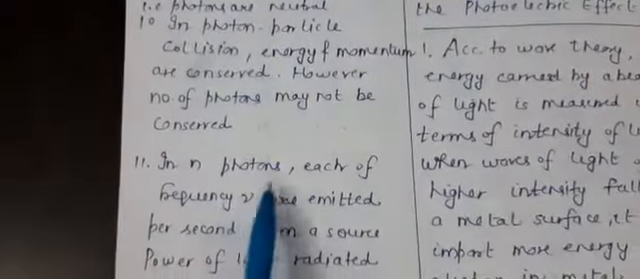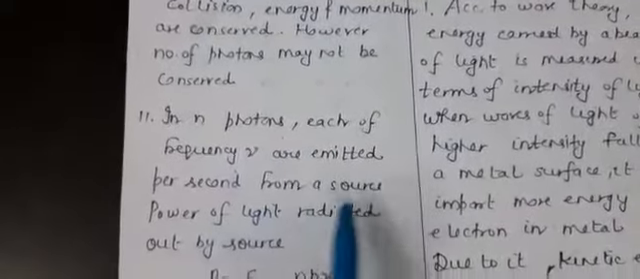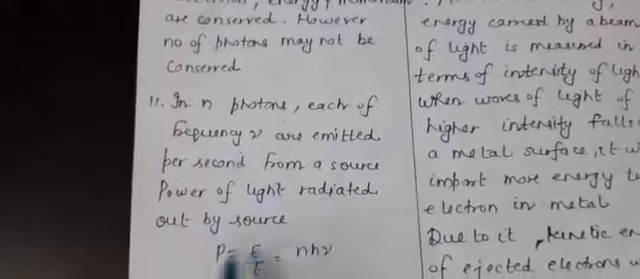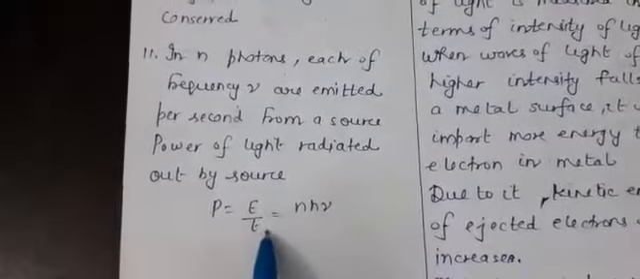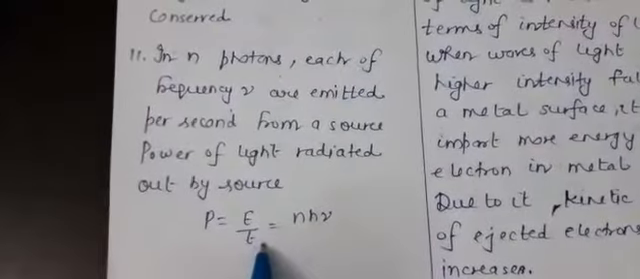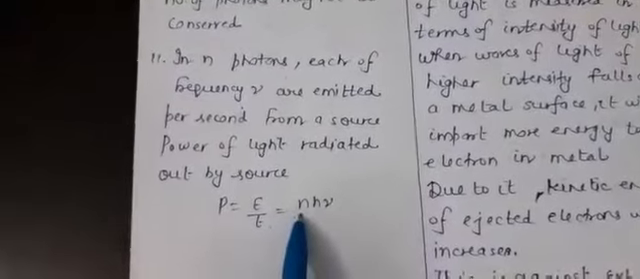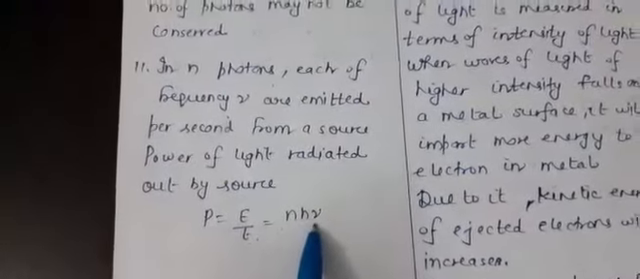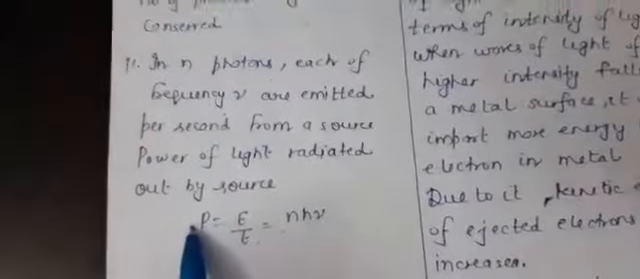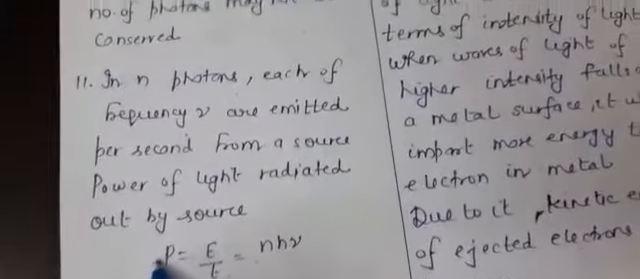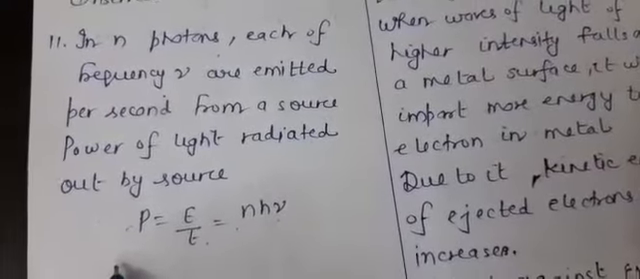In n photons, each of frequency which are emitted per second from a source, power of light radiation will be energy per unit time. So correspondingly, if n photons are there, तो energy emitted per second की बात हो रही है, तो number of photons multiplied by energy. ये relation हम numericals में भी कई जगह use करेंगे when we have to calculate number of photons. So these are some characteristic features of photons.